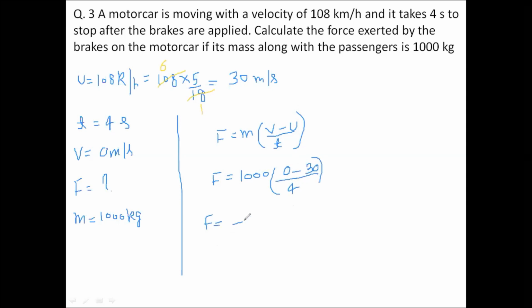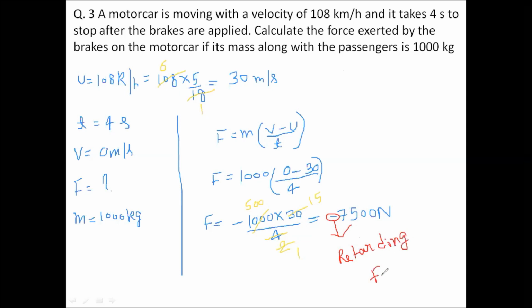So mass is given 1000, v is 0, u is 30 and time is 4. In this case our answer would be negative. On calculating, the answer would be minus 7500 Newton. So here the force is negative. The negative means there is a retarding force. Negative sign means the force is retarding. Due to application of brakes, there is a decrease in speed. Whenever there is a decrease in speed, it means a retarding force acts on the body.